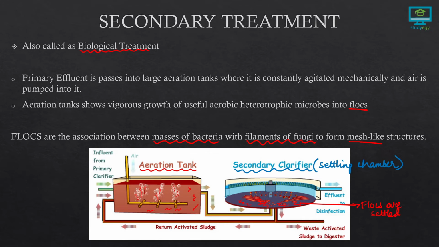So these flocs are now called activated sludge. Now what happens with this activated sludge? Some of the sludge is sent back to use as inoculum. To the next upcoming batch, we add a little bit of this activated sludge so that it could act as the inoculum for the primary effluent which is coming next. The remaining activated sludge is sent to the anaerobic sludge digester, where it is processed again. We will learn that next. So this is all about the flocs.